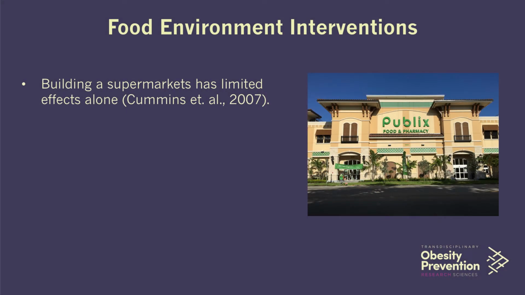So we still need things like food assistance to help support low-income consumers, but we also have to expand availability. So those two things may actually work together. And this is really supported by the literature. Some studies have shown that building a supermarket alone can have limited effects unless you have other economic supports.